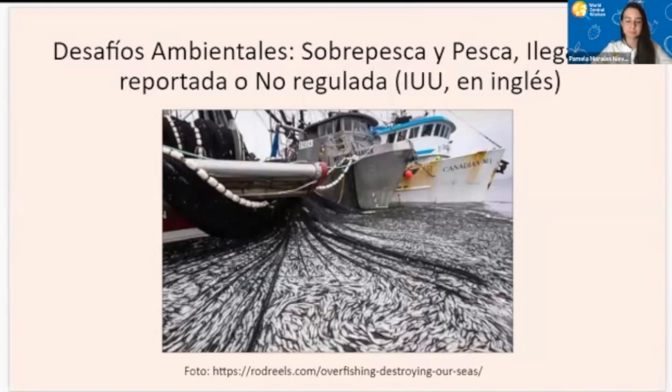So illegal, unreported, and unregulated fishing is a broad term that captures a wide variety of illegal fishing activity, and it can be found in all types and dimensions of fisheries.